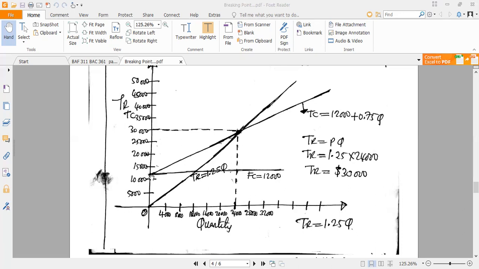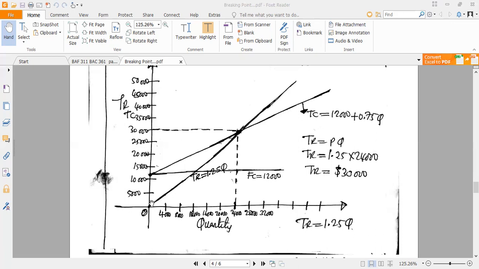Then the fixed cost that I drew here, the 12,000, is constant. So from the 12,000, this line that comes across should be constant because it does not vary with production. Then for the total revenue, if the quantity is 0, the total revenue is also 0. That's why it starts from 0, and this one here is the total revenue. You've seen the one I'm showing?